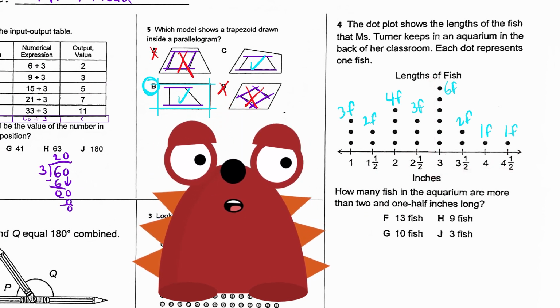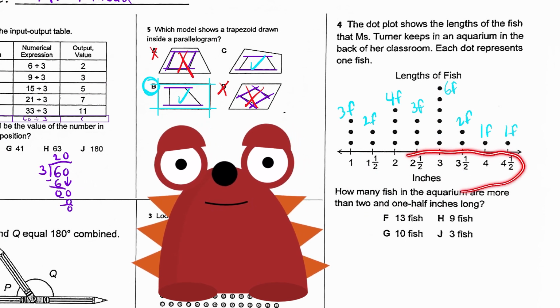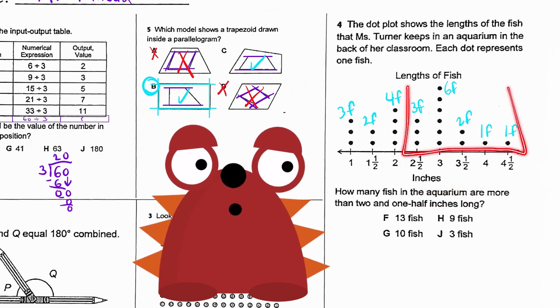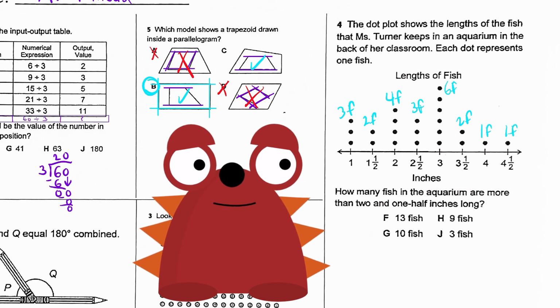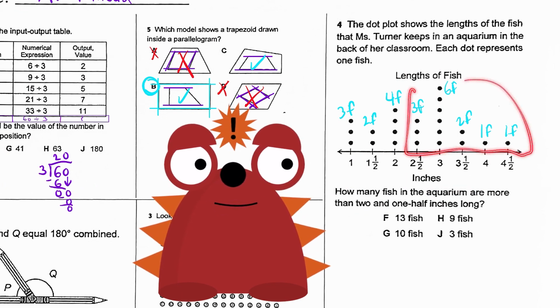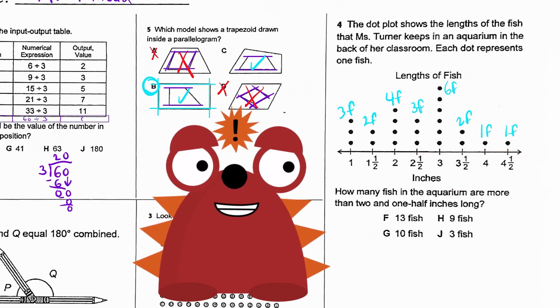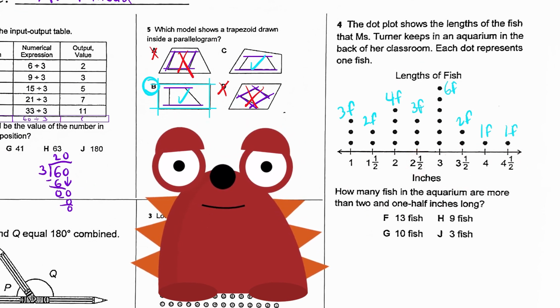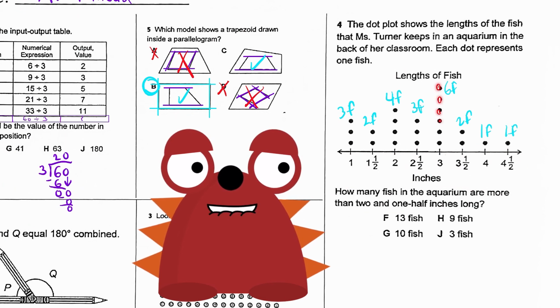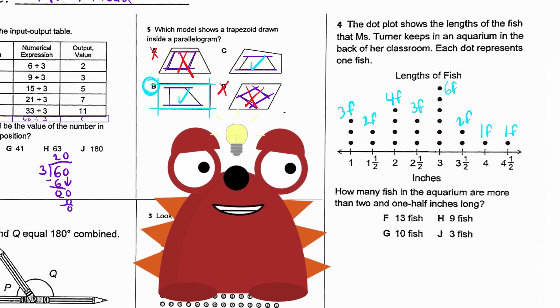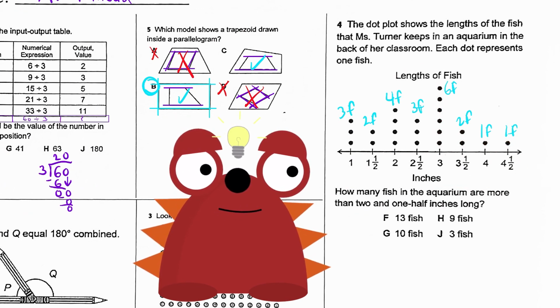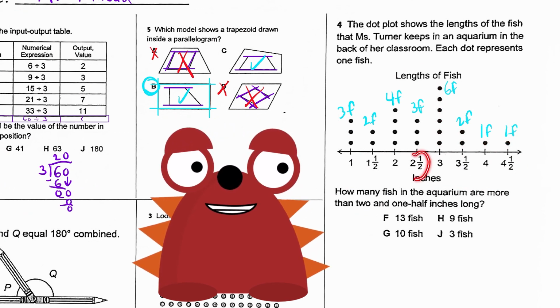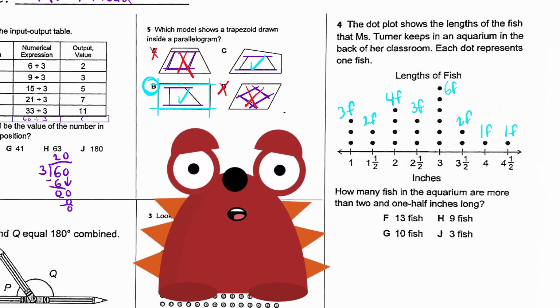So remember, we're only looking at the numbers here. We're not looking at the dots to determine if we choose them or not. The dots are only the fish. We're not trying to see which ones have more than 2 fish. We're trying to see which ones are longer than 2.5. So here I have 1, 2, 3, 4, 5, 6 fish, 7, 8, 9, 10. So that means that 10 fish were bigger than 2.5 inches long. So the answer is going to be G, 10 fish.